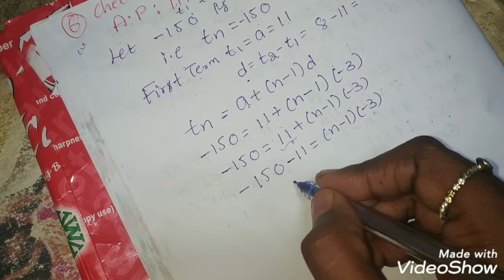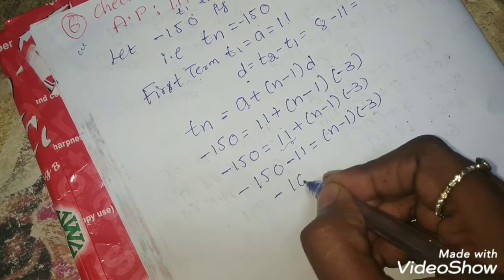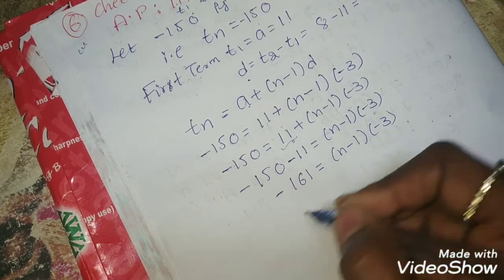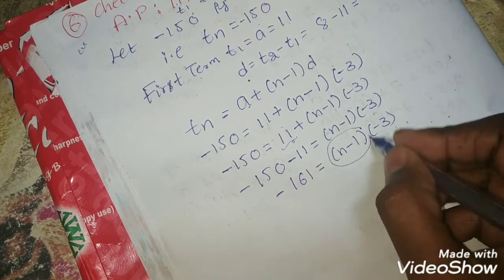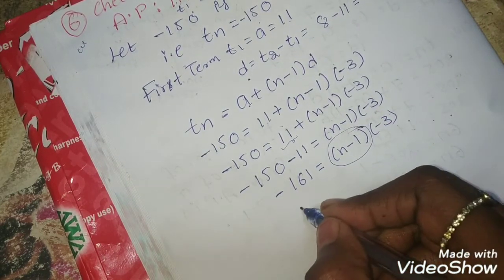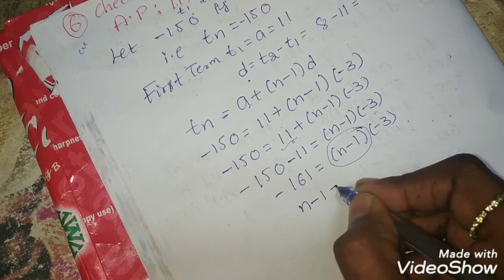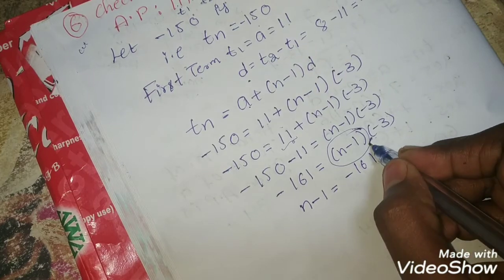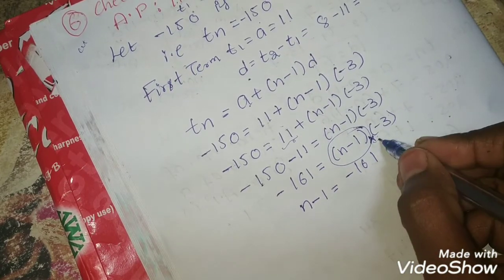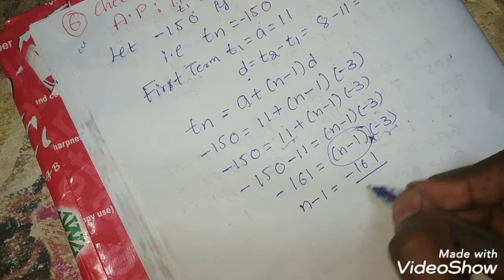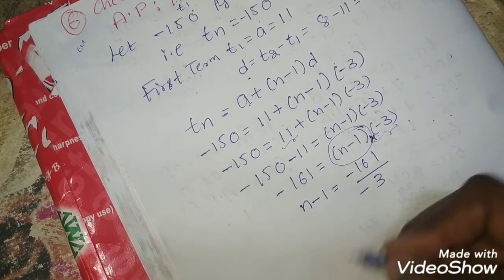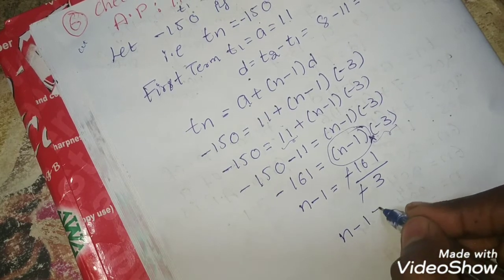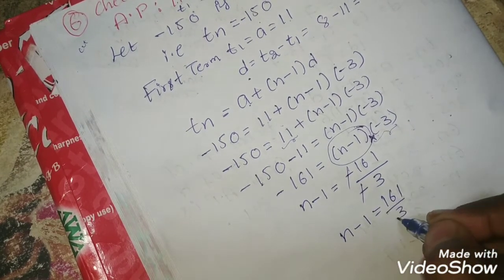Minus 150 minus 11, what do we get here? Minus 161 is equal to n minus 1 into minus 3. Take n minus 1 to the first side: n minus 1 is equal to minus 161 divided by minus 3. The minus signs cancel, so n minus 1 is equal to 161 divided by 3.